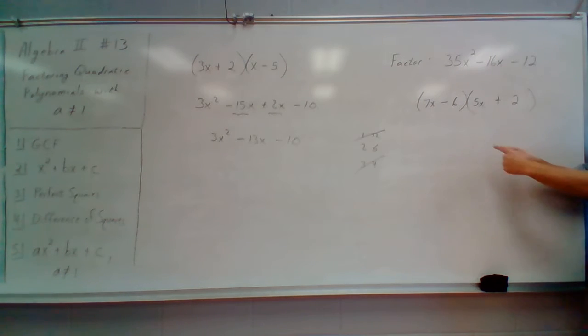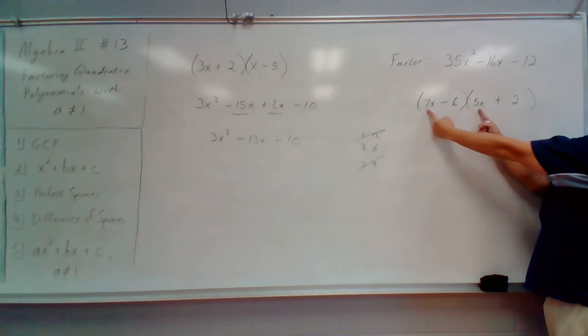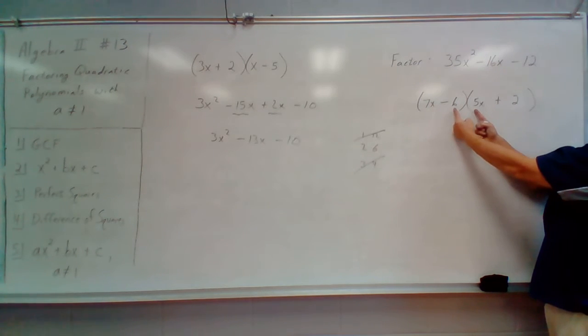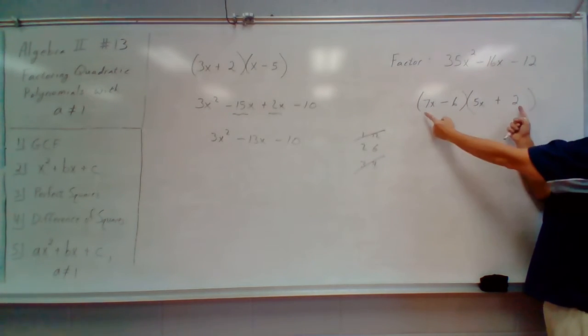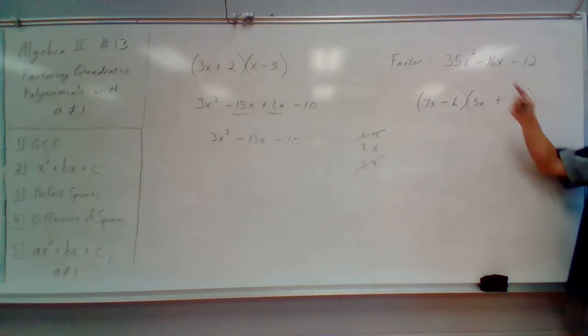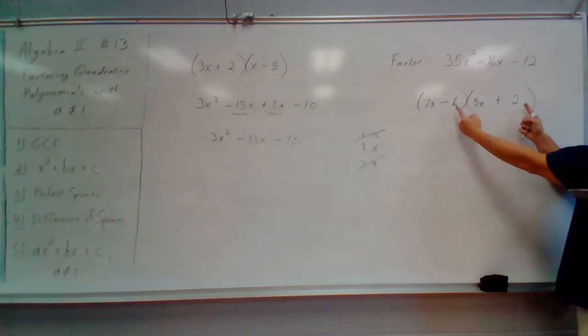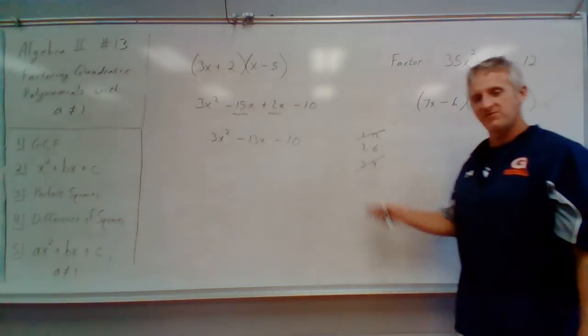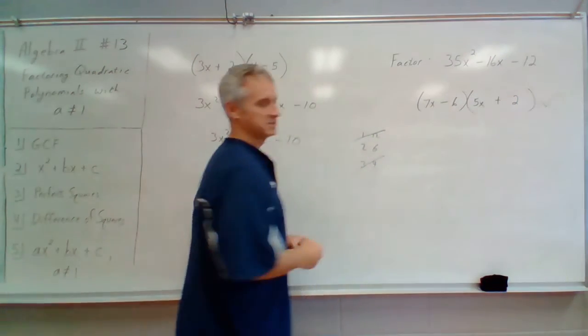All right, let's double check that. So 35x squared plus 14x minus 30x. 14 minus 30 is negative 16, minus 12. So finally, I got it after I checked all those different combinations.